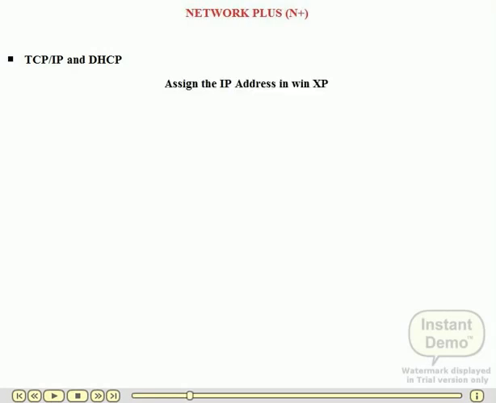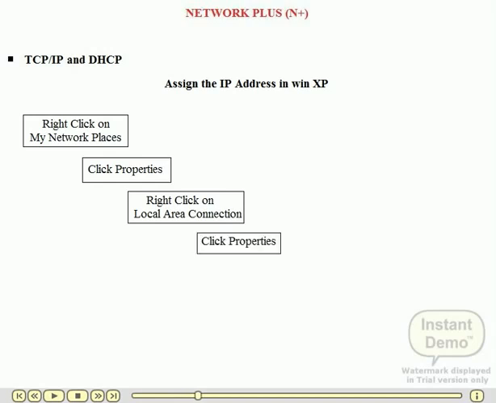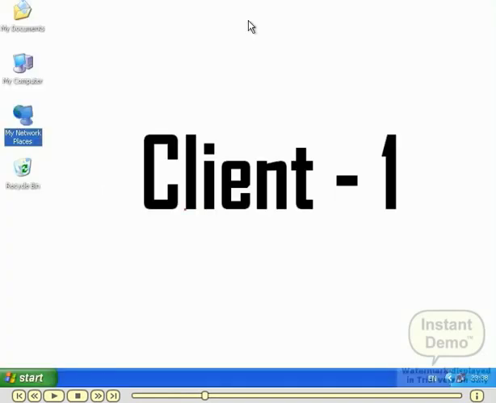Just see on the screen, we perform some steps for assigning the IP address in Windows XP. First of all, we open My Network Places, then select the Local Area Connection and right click on it, then choose Properties. Now the network configuration window opens, and we select Internet Protocol (TCP/IP) and then select Properties. Just perform the steps on the client 1 computer.